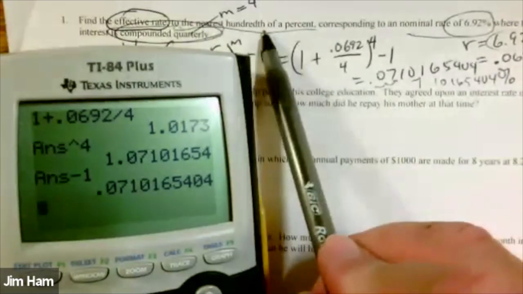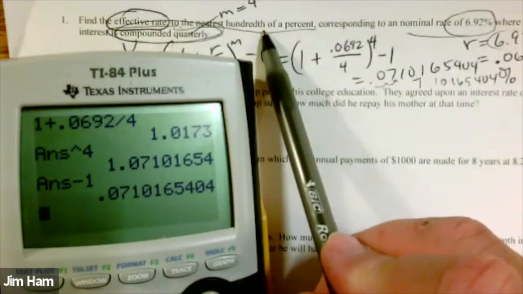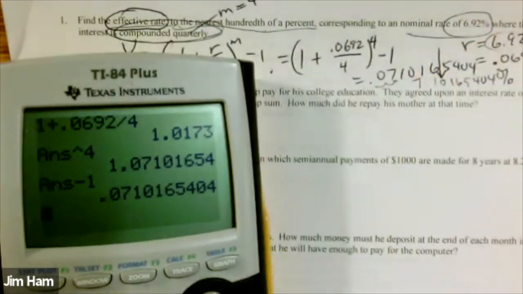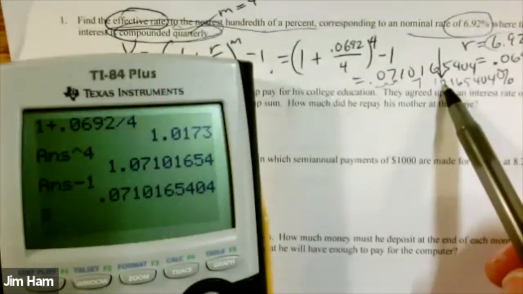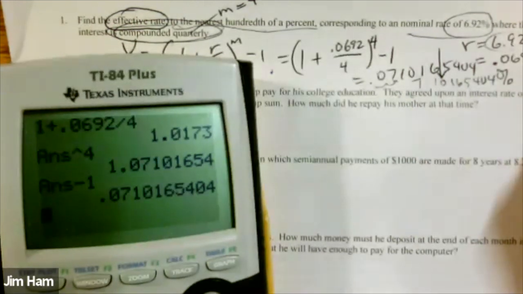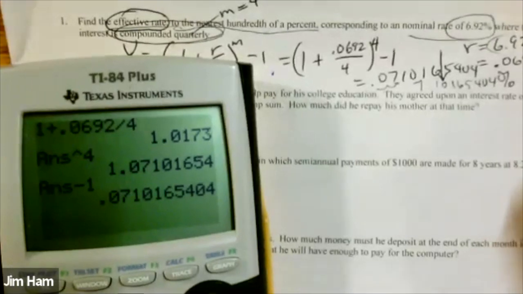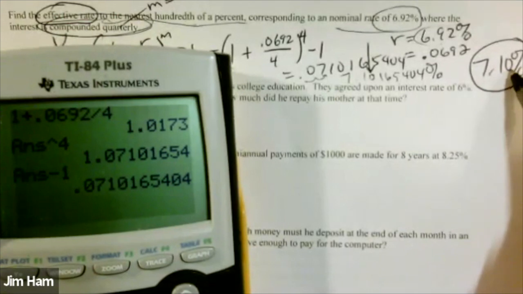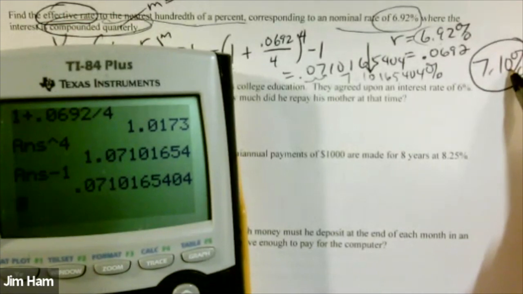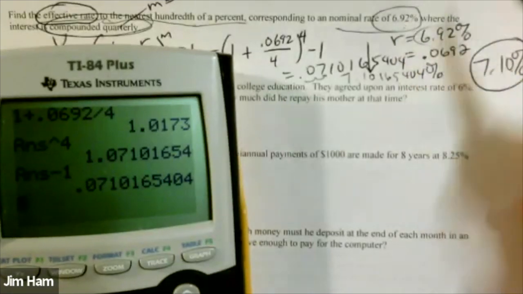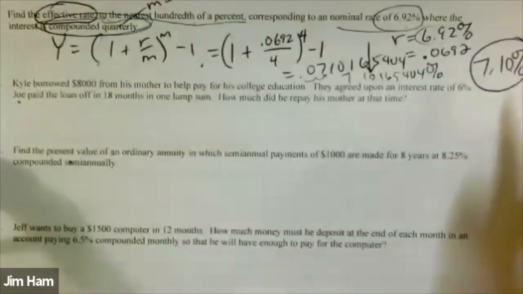And then here it says round to the nearest hundredth of a percent. So here is the hundredths place on the percent. So we want to round there. Peek at the next digit. It's 4, less than 5, so we round down. So 7.10%. And list your answer as a percent, rounded to the nearest hundredth of a percent. Notice this number is a little bit larger than 6.92, which will always be the case.